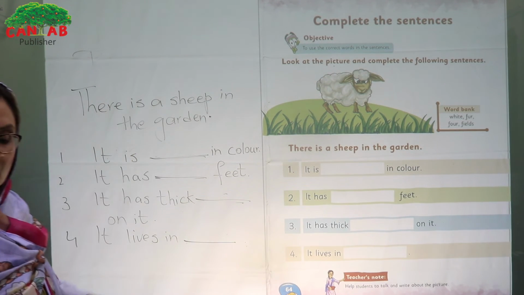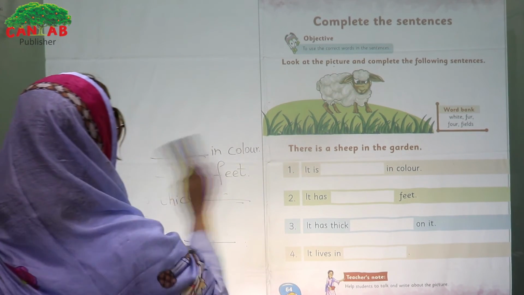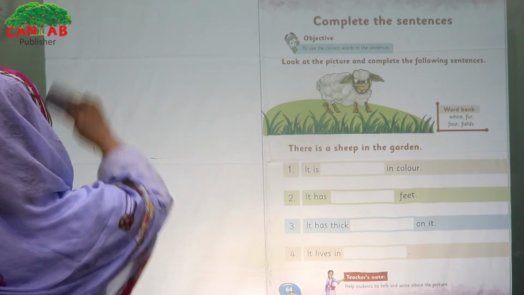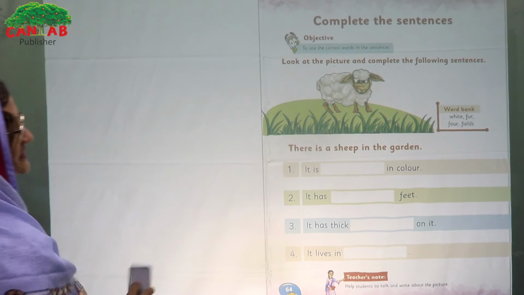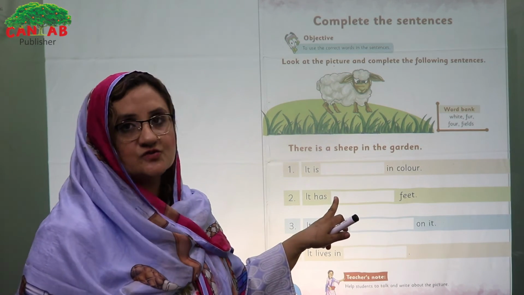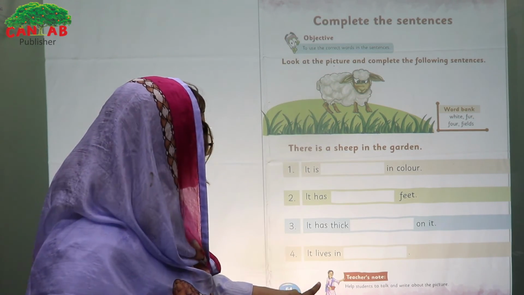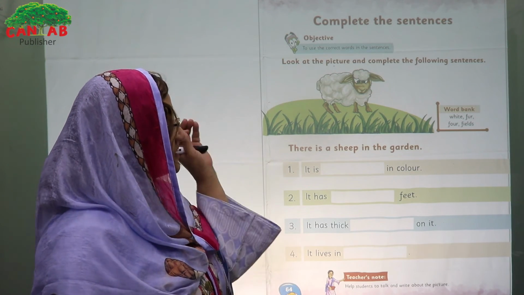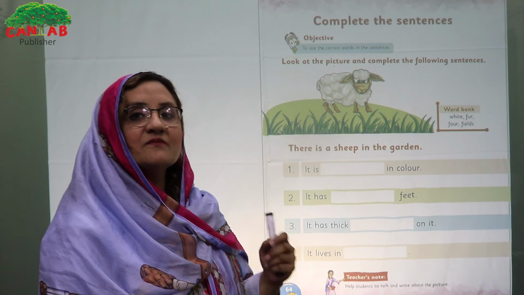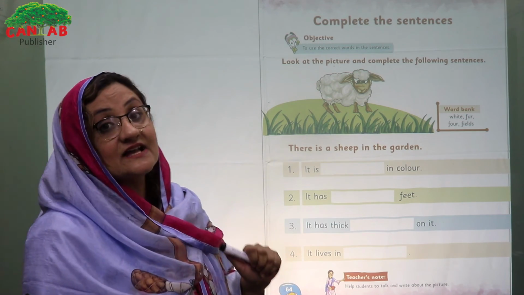After this board practice, you should erase the board and ask the students to open their books and complete the page by themselves. It has to be done individually. We request you to have a photocopy of this very page and paste it in the students' notebooks, and let them complete it by themselves individually at home.